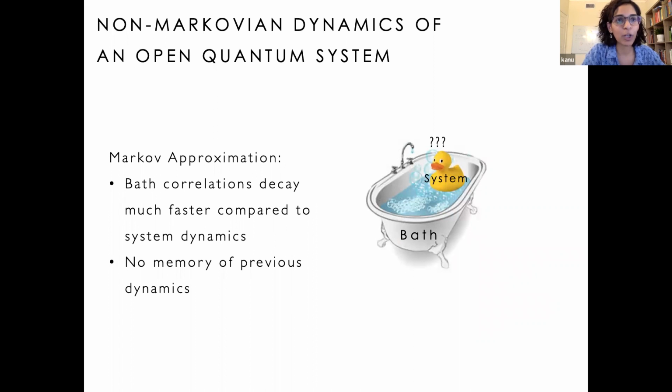So one common approximation that we make in quantum optics is the Markov approximation. And what does that mean? So here, for example, we have our quantum system, which is interacting with a bath. And when making the Markov approximation, we assume that the correlations of the bath decay much faster compared to the rate of system relaxation, such that the system, as it evolves at every instant, doesn't have any memory of its previous dynamics. Okay, so it's a bit of a forgetful system, if you will.